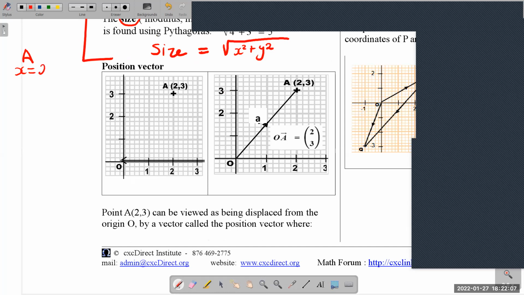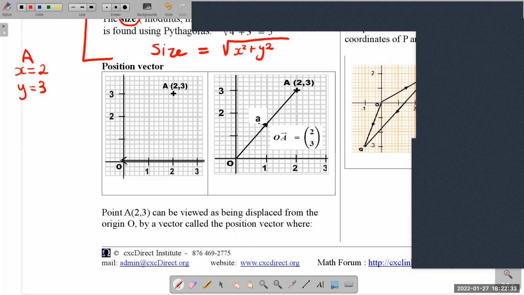Excellent. 2 is our X, because remember, X always comes first. Very good. And Y is equal to 3. And the more you go along, you're going to realize a lot of these things we've done already. It's just a little different based on the topic. All right. So the position vector is created using 1 point and connecting the 1 point to the origin.